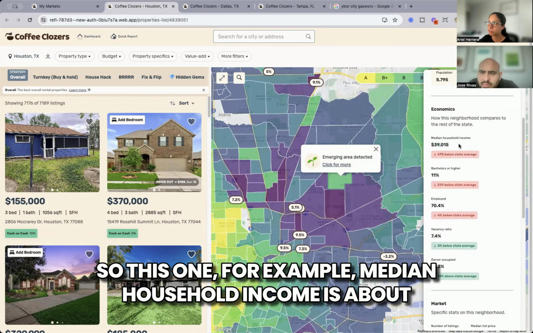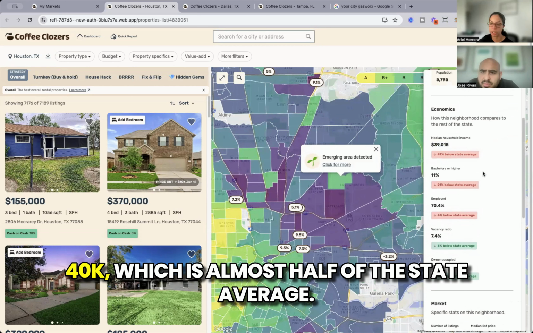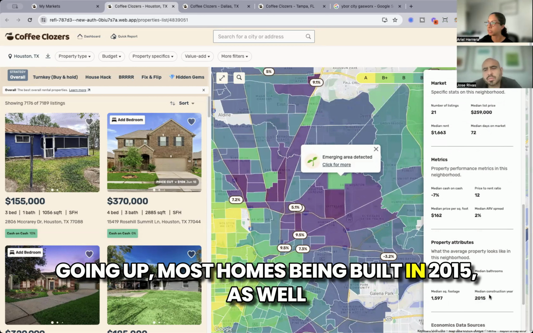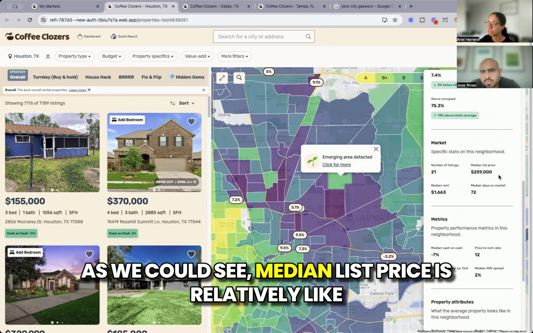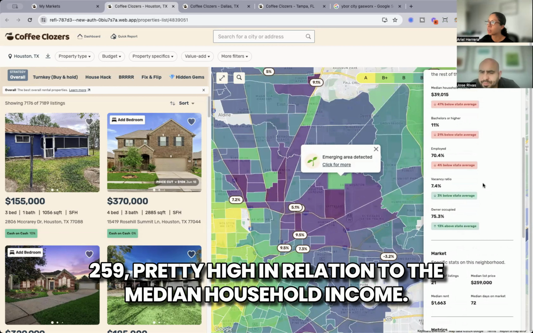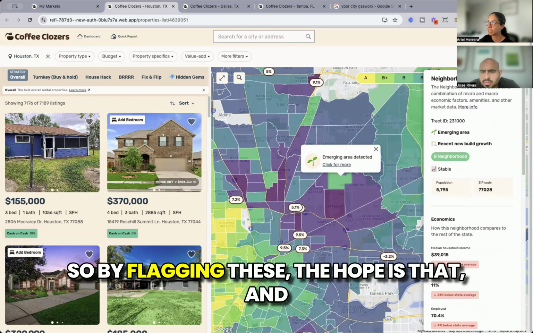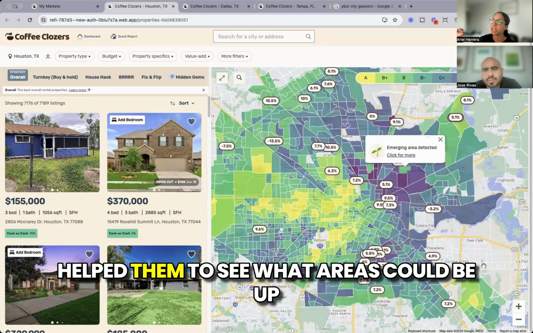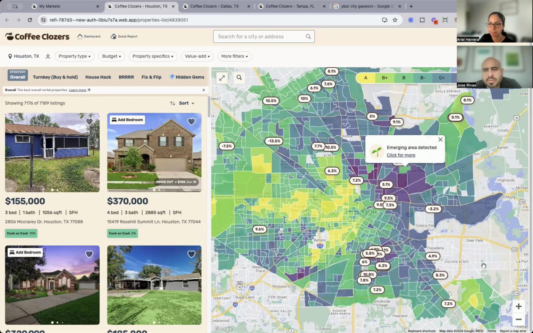So this one, for example, median household income is about 40K, which is almost half of the state average. But we start to see the median construction years going up, most homes being built in 2015, as well as median list price is relatively 259K, pretty high in relation to the median household income. So by flagging these, the hope is, and for some investors they've already validated this, that it has helped them to see what areas could be up and coming within a given city.